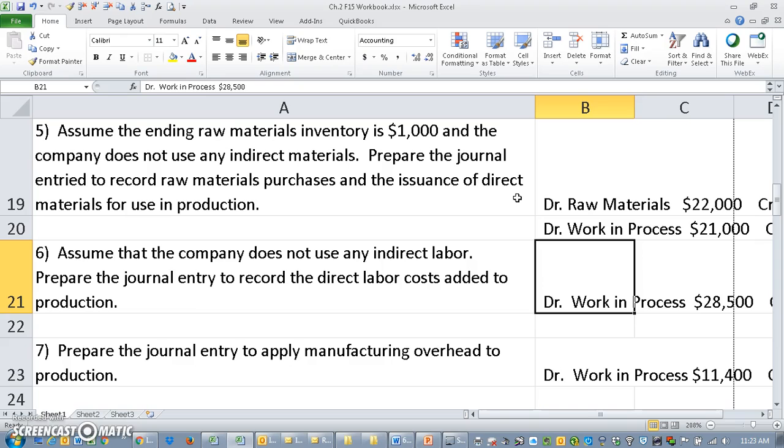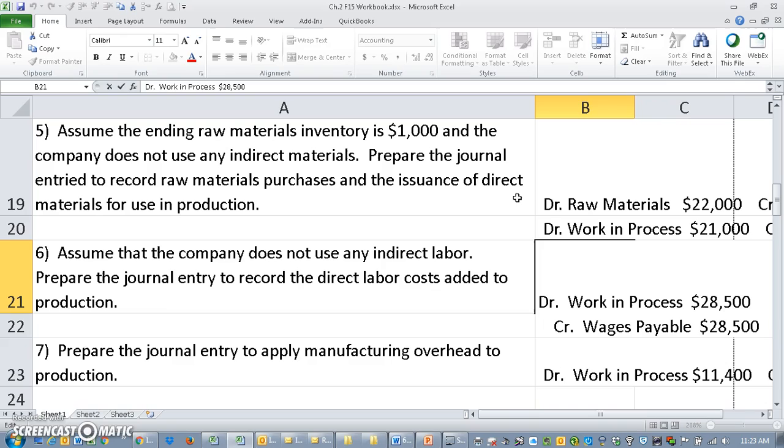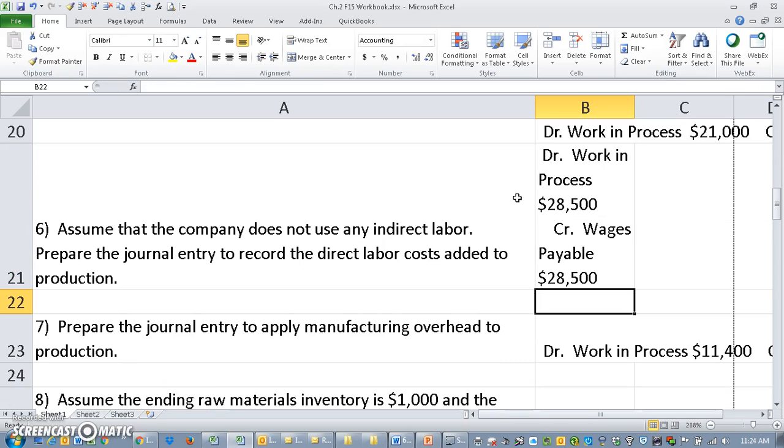And here in question 6, we're going to move that into work in process. Okay? And we're just going to debit work in process for the $28,500 and credit wages payable for $28,500. Again, both of these jobs were accumulating all the costs into work in process as we're producing them. Okay, that's kind of the intermediate step until we move it over into finished goods once we're completed with the job.